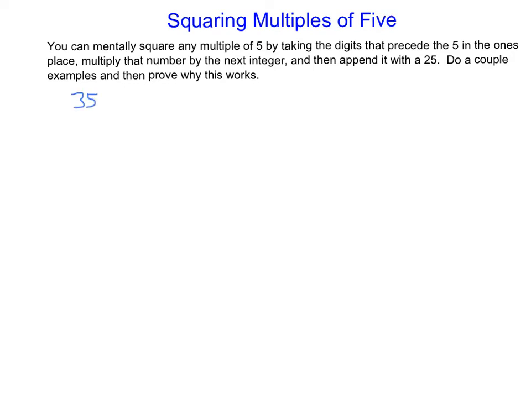And I'm going to want to square this number. So what I'm going to look at is the digits that precede the 5. In this case, that's the 3. And I'm going to multiply that number by the next integer, and that gets a 12. And that's going to mean that 35 squared is, I'm going to take that 12 and then tack on a 25 after it. 35 squared is 1225.